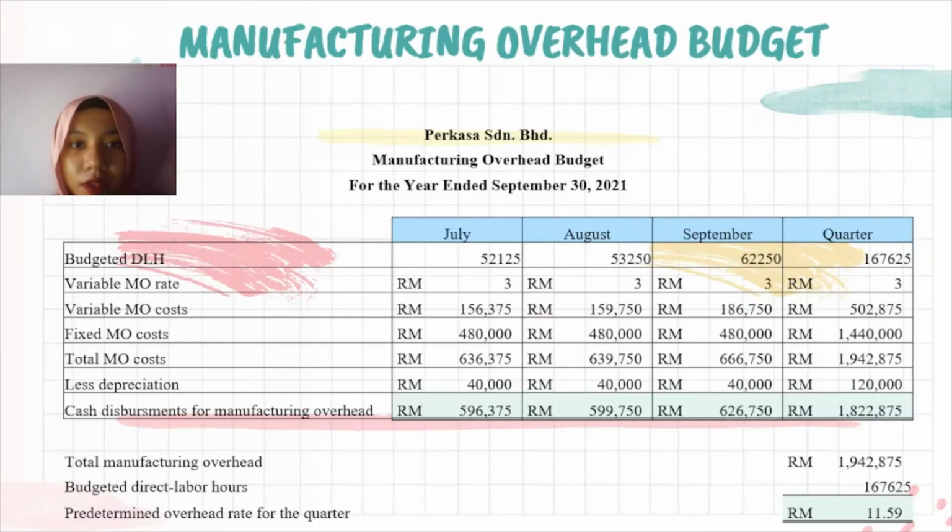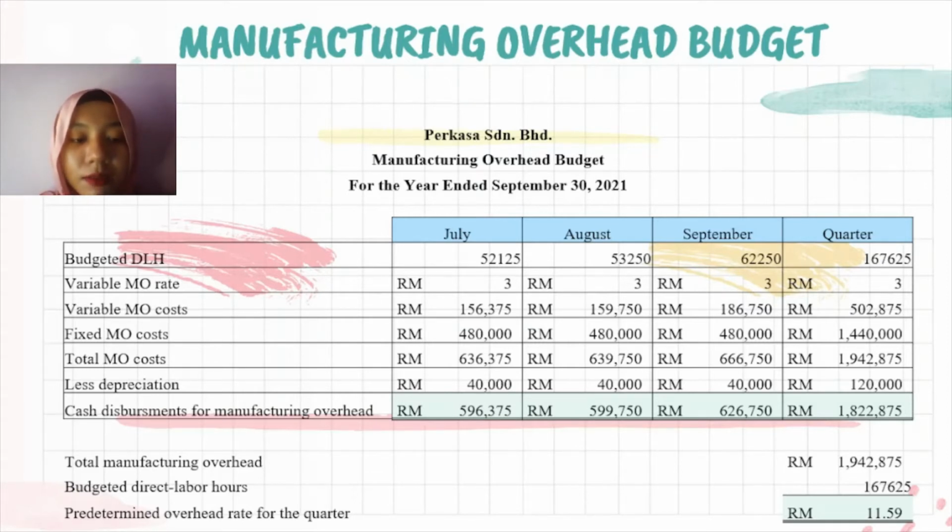To know the manufacturing overhead budget, firstly we need to know the budgeted direct labor hours, variable manufacturing overhead rate, variable manufacturing overhead cost, and fixed manufacturing overhead cost, and then we sum up to get the total manufacturing overhead cost. Next, we deduct the depreciation value in order to get the cash disbursement for manufacturing overhead. For the quarter, the cash disbursement for manufacturing overhead is RM 1,822,875. We add up the values from July, August and September.